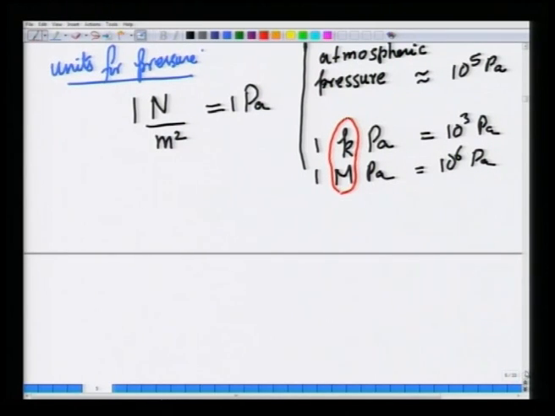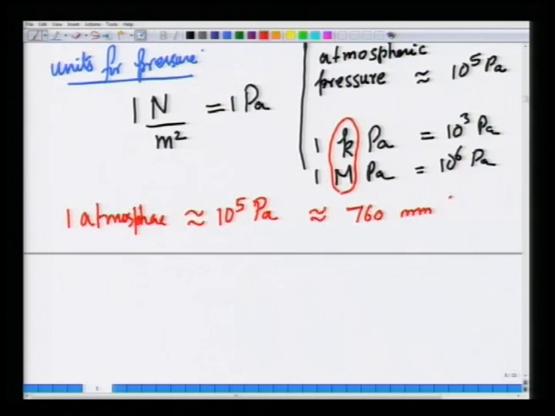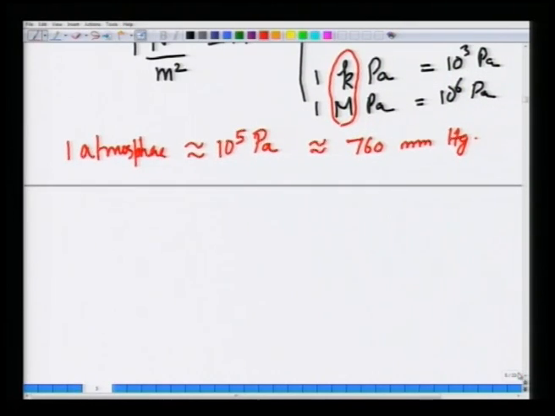Sometimes pressure is expressed in terms of 1 atmosphere, that is approximately 10 to the 5 pascals. Sometimes it is also expressed, we will show a little later, in terms of columns of mercury in a manometer, it is 760 mmHg. We will see this a little later once we finish the basics of fluid statics. Now, let us first worry about what is the nature of pressure.